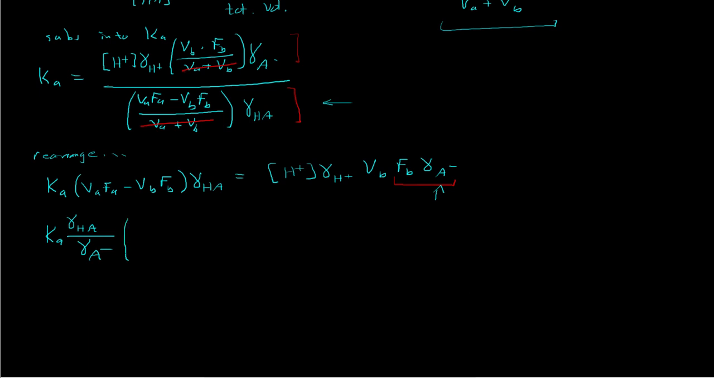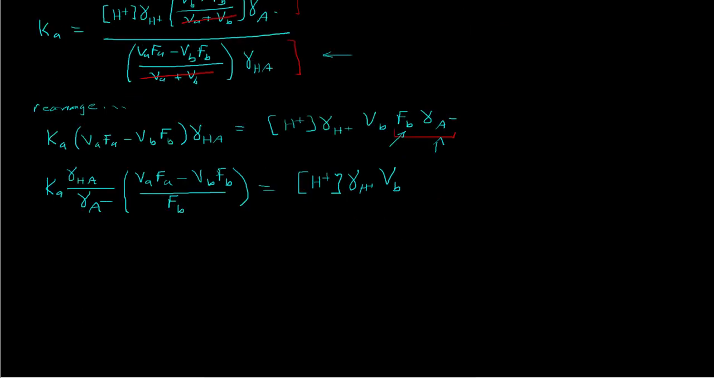Then I'm going to rewrite things a little bit so that I have this part, VAFA minus VBFB, divided by this FB here. And that equals, over here on the right-hand side, gamma H plus times VB. Okay, so over here, I can rewrite this term right here.